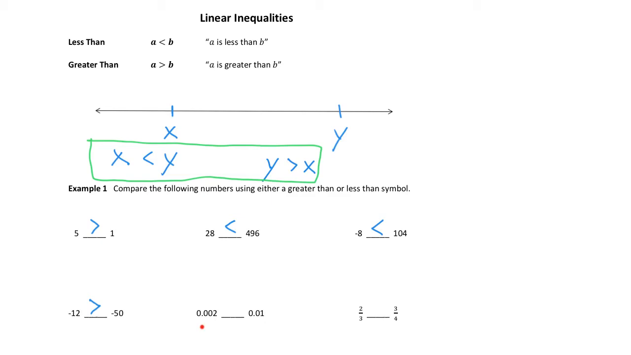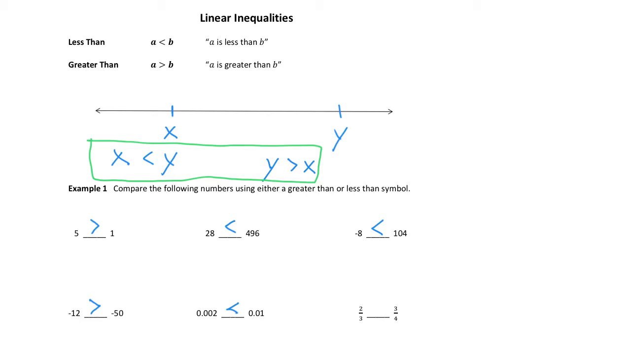Then maybe just a couple. Here we have decimals and fractions. So this is 0.002, and that's 0.01. Even though the 2 is larger than the 1, the 1 appears earlier in the decimal expansion than the 2. And for this reason, I know that 0.01 is greater than 0.002.